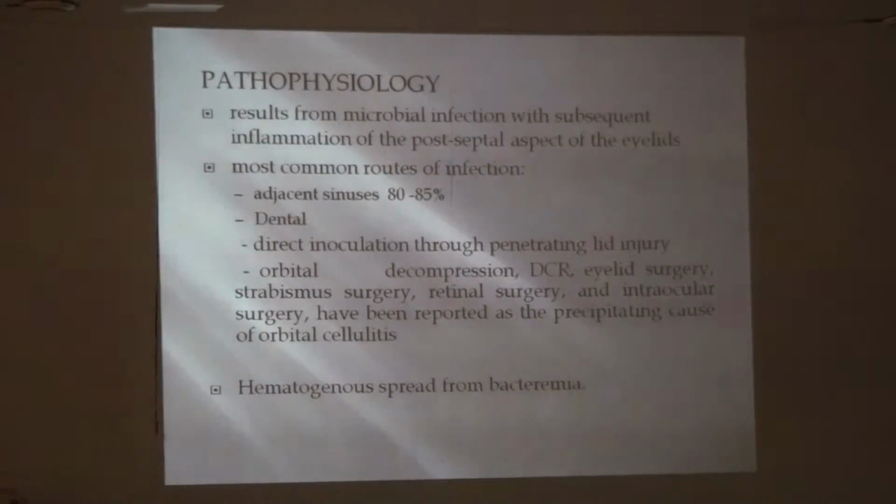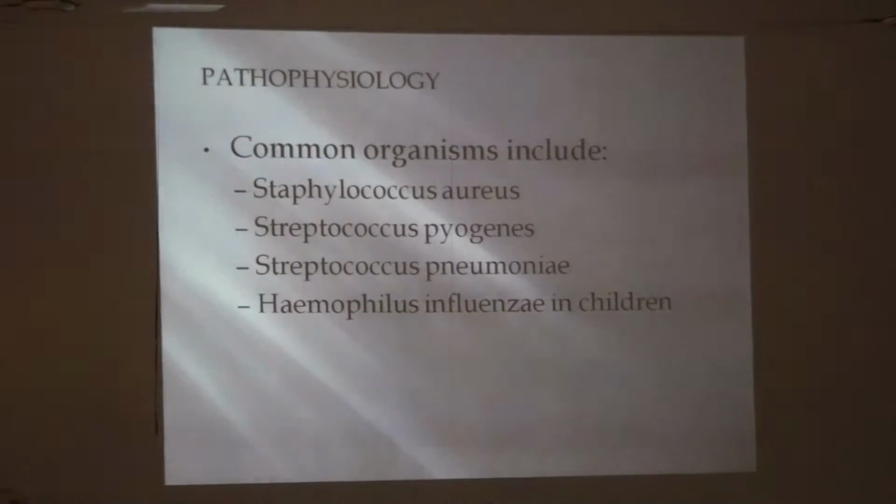And in a few cases, hematogenous spread from bacteremia can lead to orbital cellulitis. Then the commonest organisms include Staphylococcus aureus, Streptococcus pyogenes, Streptococcus pneumoniae, and Haemophilus influenzae in children. One more thing I want to mention, sir. Orbital cellulitis is most common in early ages, and up to 50% of cases are seen below 6 years of age, and around 80 to 85% of cases below the age of 20 years.